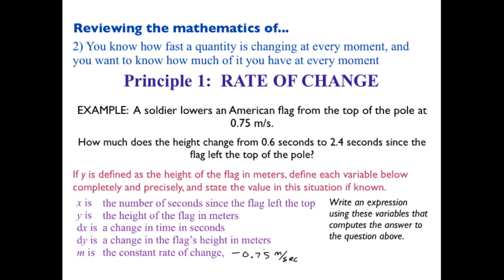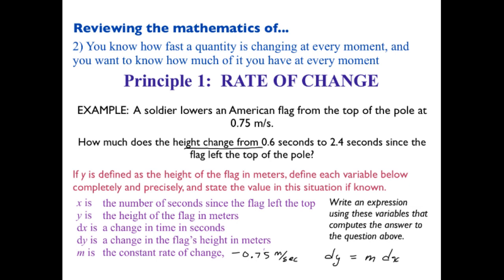What expression will compute the change in height from 0.6 to 2.4 seconds? Generally, how would we calculate that without getting into the numbers yet? The change in height. So how much does the height change? dy equals m dx. We know that m is our negative 0.75, and what is dx? That's 2.4 minus 0.6, right? So that change in time is 1.8 seconds, starting from 0.6 to 2.4.